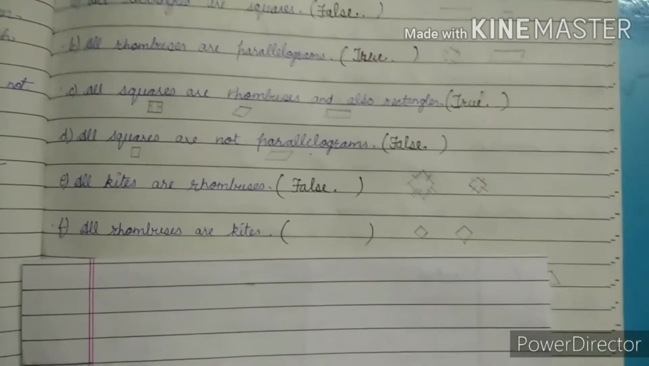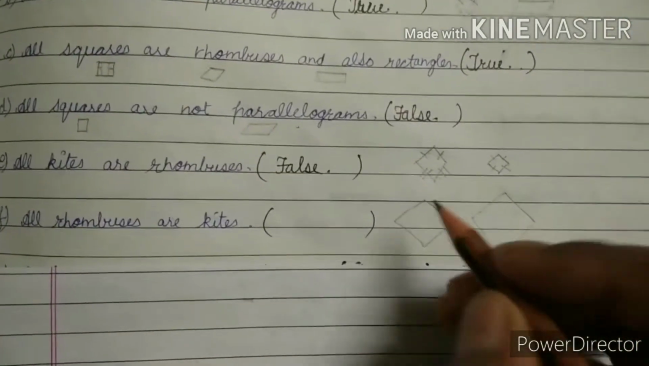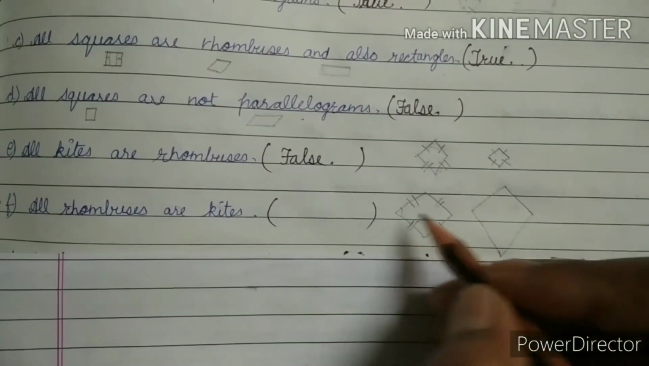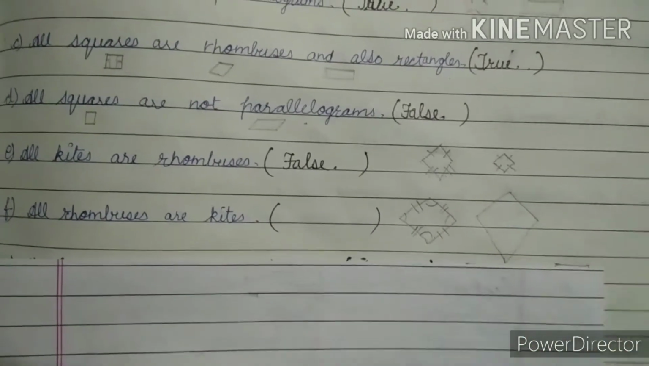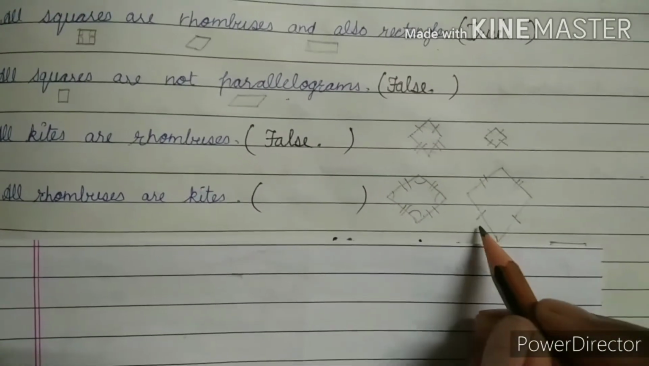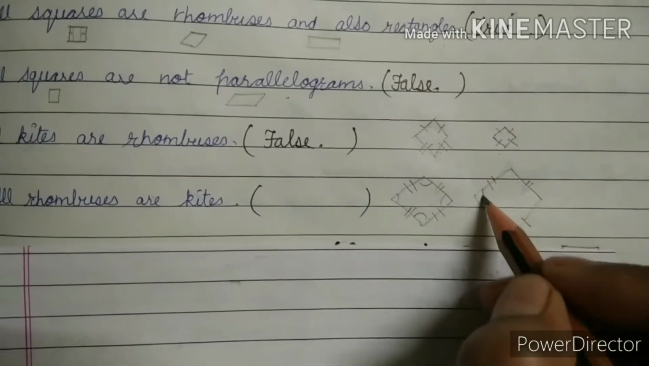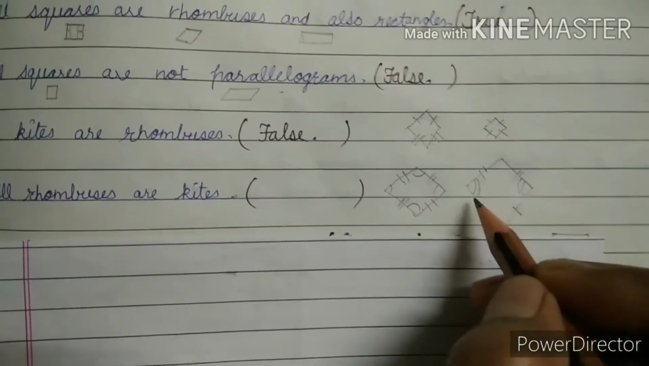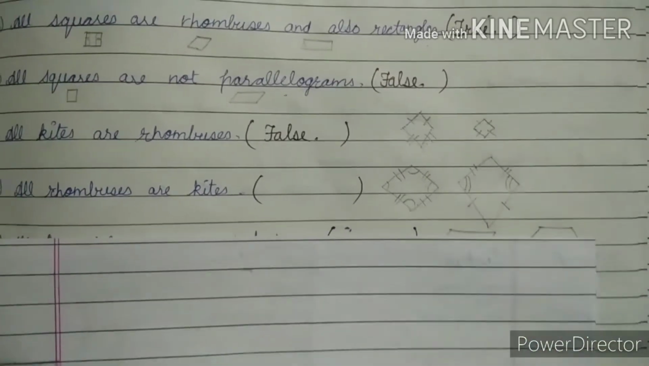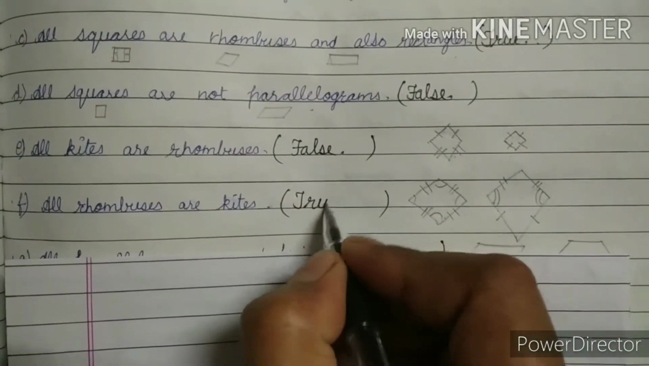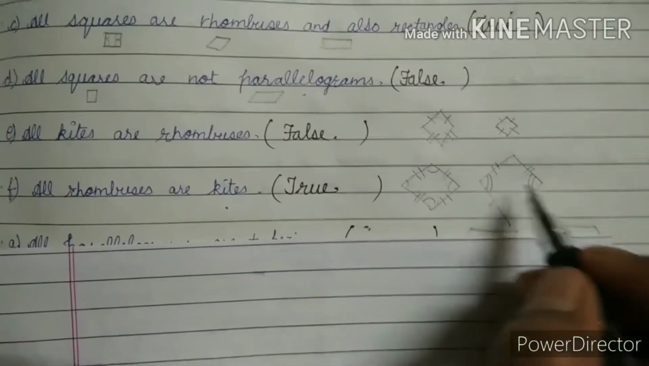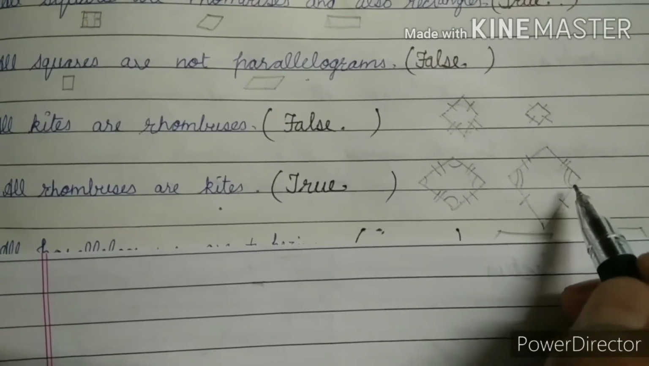F section is all rhombus are kites. We already know that a rhombus has all sides equal and all angles equal. In the kite the consecutive sides are equal, it means this side is equal to this side and this side is equal to this side, and they have at least one pair of opposite angles equal. If they have at least one pair, that's why we say all the rhombus are kites, because it has one pair of opposite angles equal.